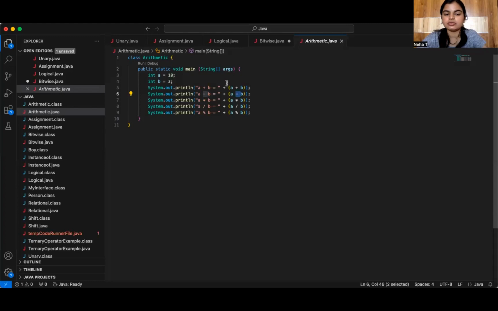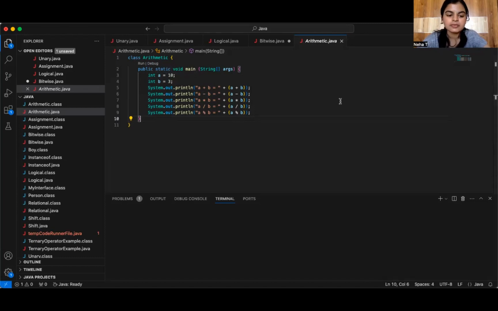Here we have the code for arithmetic operators. We are taking a class named arithmetic. We are initializing a equals 10 and b equals 3, and then we are doing the operations. This is the print statement, and these are the operations we are going to do: a plus b, a minus b, a into b, a by b, and a modulo b. We'll be seeing the output for these.